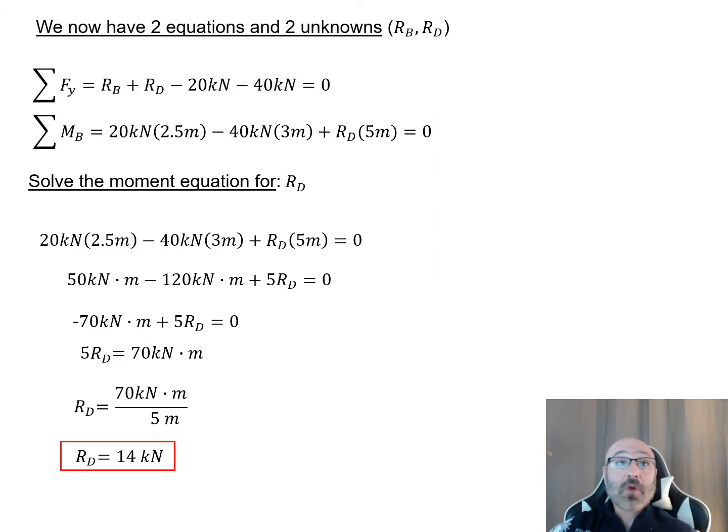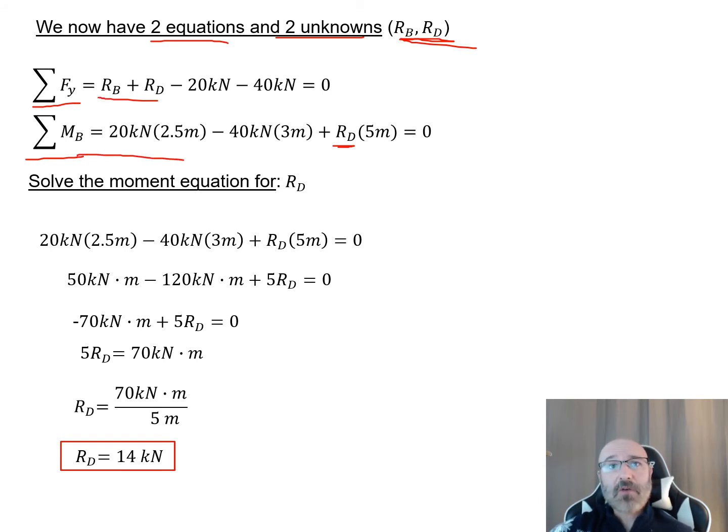Now that I have my two equations and my two unknowns, R sub B and R sub D, I can take my equilibrium equations, my summation of forces in the Y direction and my summation of moments about B. Within my summation of moments about B, I only have one unknown in one equation, whereas in my summation of forces in Y, I have two unknowns in one equation.